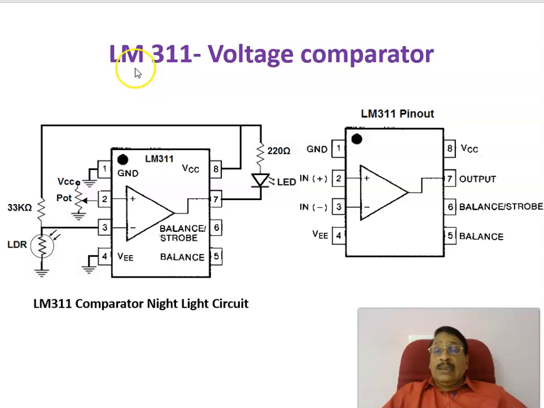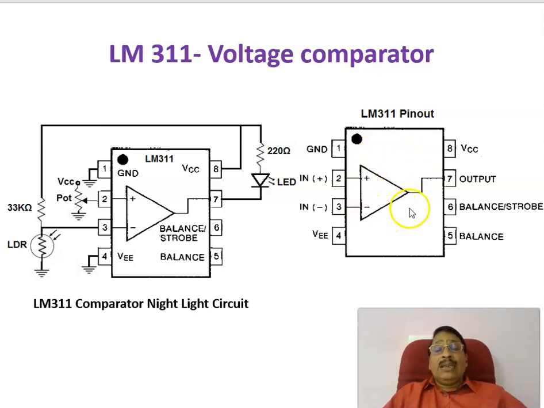Next, let us see a widely used voltage comparator, the LM311. Its IC configuration is given here. The LM311 pin diagram is shown, with ground, VCC, the inverting and non-inverting terminals, and the output. This is the pin diagram of the LM311 voltage comparator.